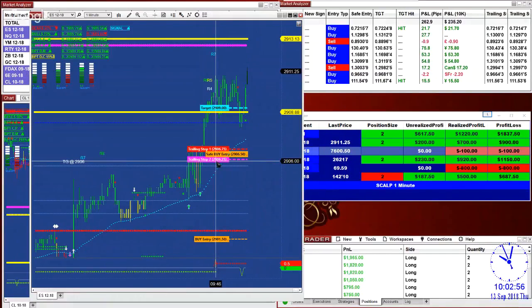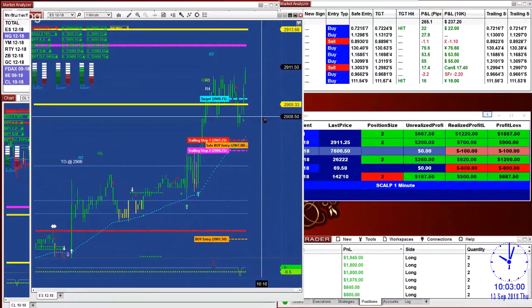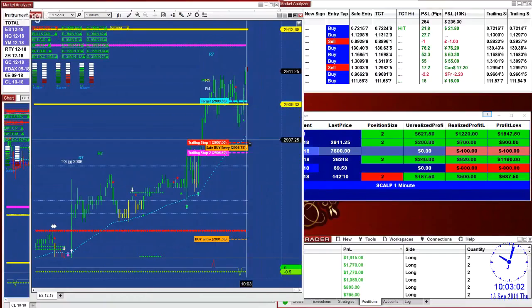Most of the time, if you look at those last 300 videos every day, 8 out of 10, the market goes back to those areas here. And those mean a re-entry.